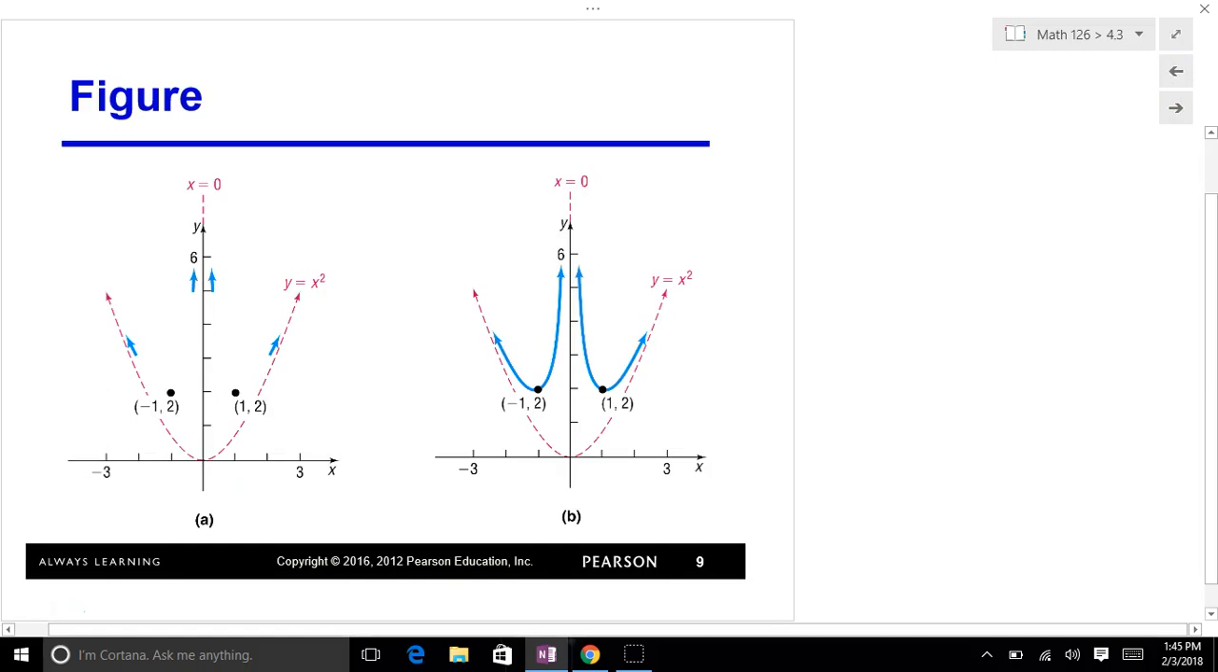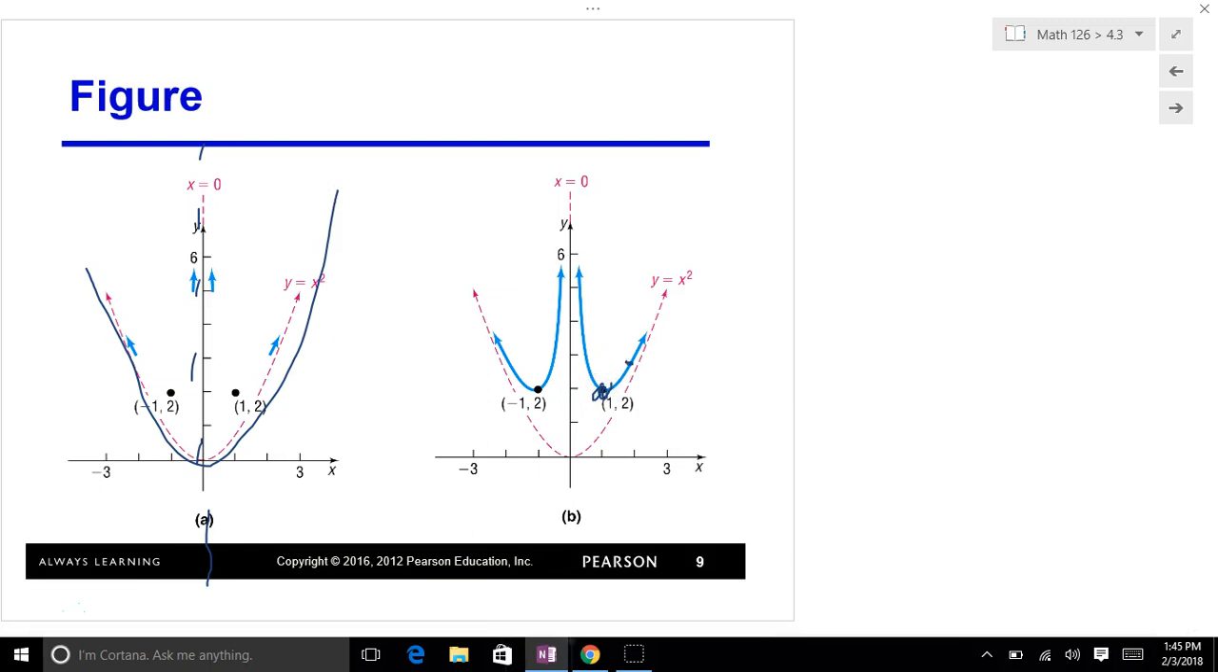If you plotted some points, notice we have our x equals 0, and we've got our power function x squared that it's approaching. Plot some points like 1, 2, get a bunch of points, and you can see this function as we go out gets closer to x squared, and as it approaches 0 from the right, it's shooting us up because we've got this vertical asymptote. Same thing over here on the left. As I approach 0 from the left, it's shooting us up, and as I decrease in magnitude, it's getting closer and closer to that power function y equals x squared.